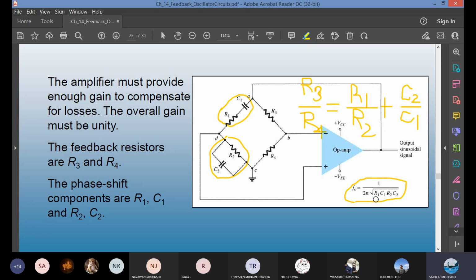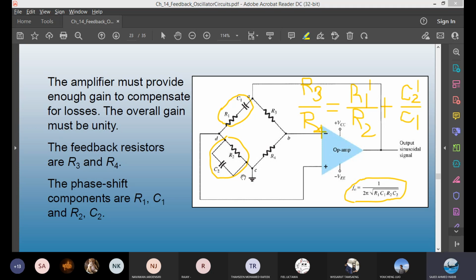If the resistors and capacitors are equal, your output frequency FO will be 1 over 2 pi R times C. When R1 equals R2, so you have 1 and 1. R1 equals R2, they are the same, the ratio is 1. C2 equals C1, the ratio is 1. If that is the case, you have 1 here, you have 1 here. The ratio of R3 to R4 then becomes 2.